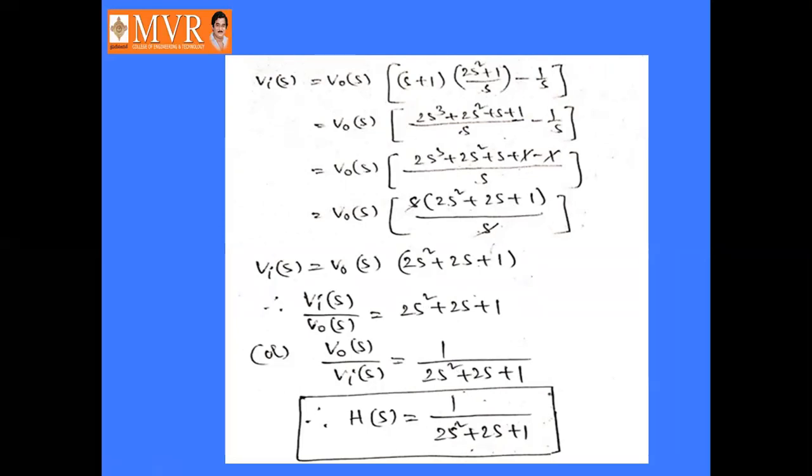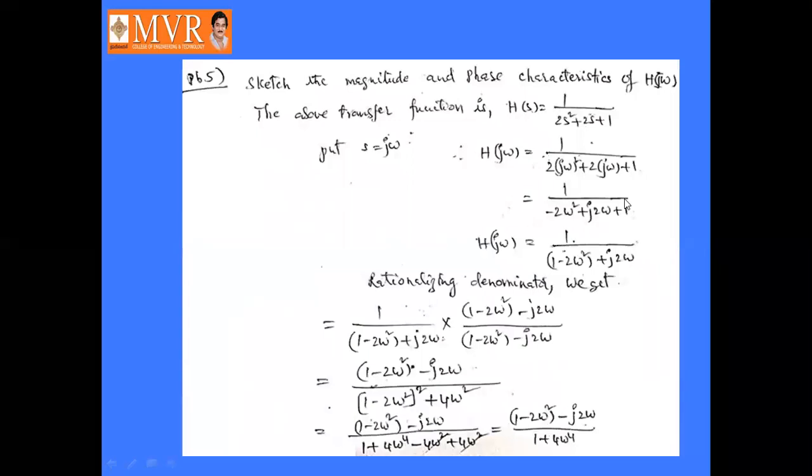So the transfer function or system function H of S is defined as V naught of S by VI of S for this lattice network, so that its value is 1 by 2S square plus 2S plus 1. Okay, so that is the transfer function of the lattice network, that is H of S is equal to V naught of S by VI of S, that is equal to 1 by 2S square plus 2S plus 1. Now coming to the next problem, sketch the magnitude and phase characteristics of H of j omega.